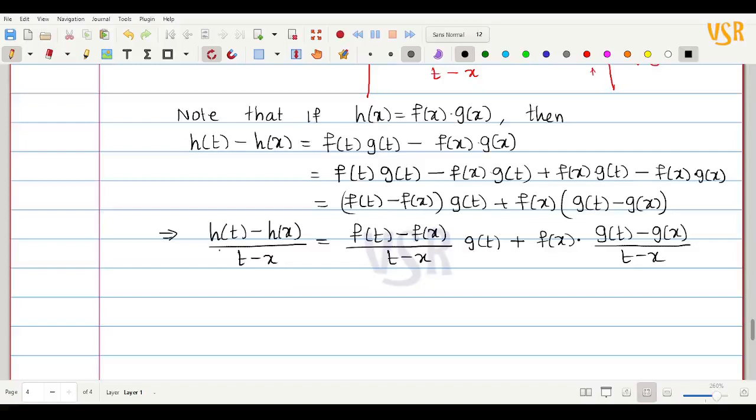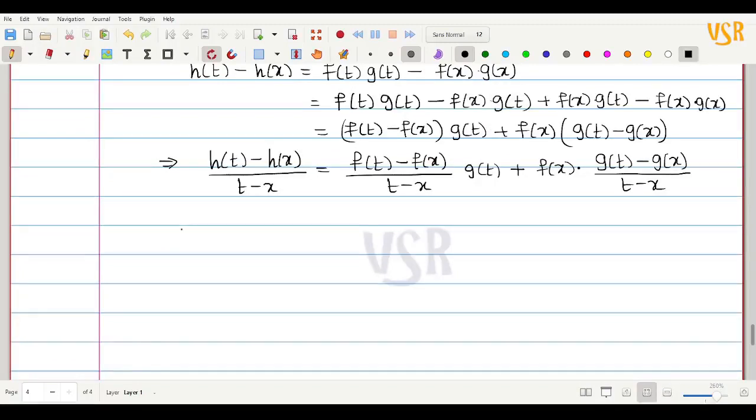அப்போ இந்த பக்கம் நான் லிமிட் எடுக்கணும், இந்த பக்கம் லிமிட். அப்போ நம்ம எப்சிலான் டெல்டாவே வேண்டாம், இதுலயே ஸ்ட்ரைட்டாவே சொல்லிடலாம். அப்போ limit t tending to x எடுக்கிறேன். This is h of t minus h at x divided by t minus x, which is equal to, limit எடுக்கிறேன். So I will take limit t tending to x into the whole bracket.